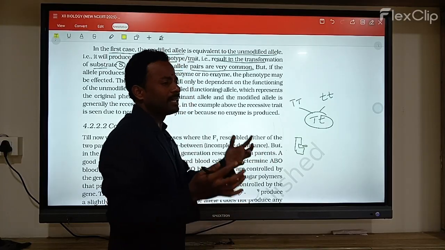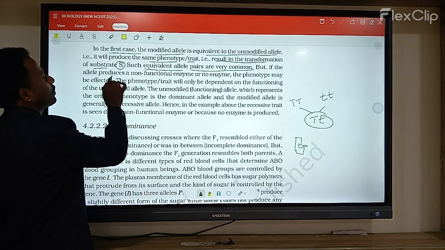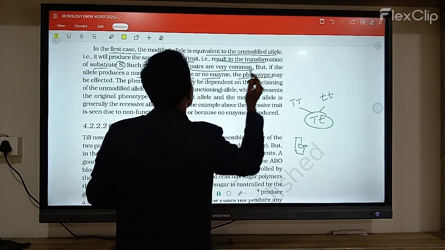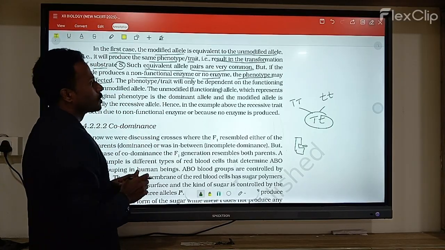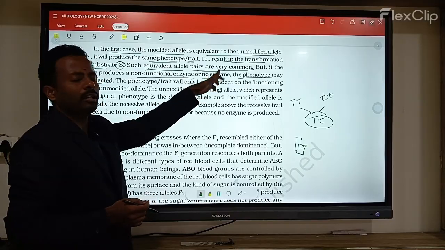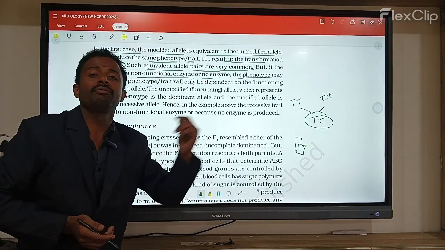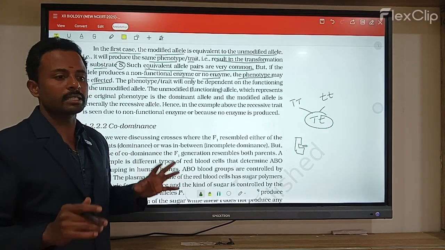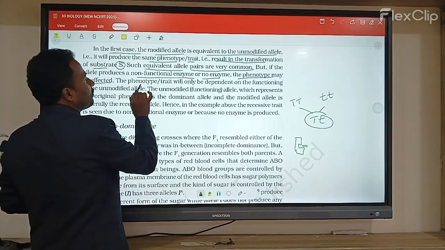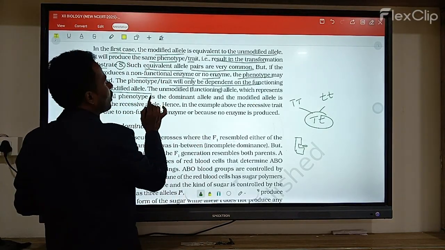So when you observe these characters, we see that in a very common case, the alleles are produced as a non-functional enzyme, or no enzyme. Here the phenotype may be affected. If the enzyme is present but non-functional, or there is no enzyme, that is also completely affected in the phenotypic ratio, meaning the physical appearance, where the dominant characters get expressed. Okay, and the phenotypic traits depend only upon the functioning of the unmodified alleles.